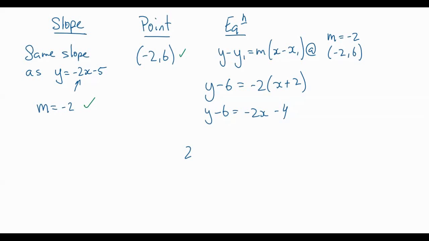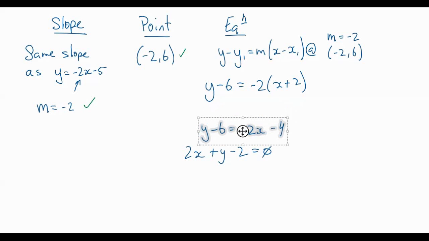So I move everything to the other side. 2x plus y minus 2 equals 0. Oops. Because I added 2x, and I added 2x, and I added 4, and I added 4. Okay, done.